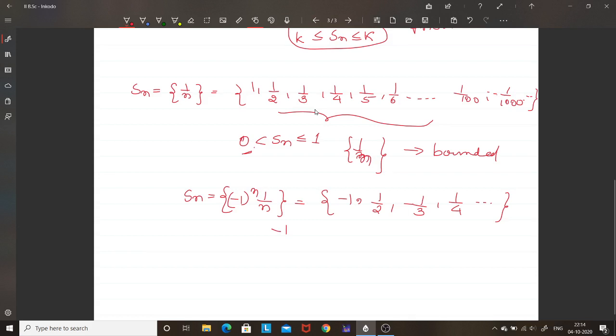So what is the max? The maximum value here is 1/2, and everything else is less than 1/2, right? They are greater than minus 1 and less than 1/2. So how can we write it? Minus 1 is less than or equal to Sn, which is less than or equal to 1/2, for all n belongs to N. So your sequence is bounded.